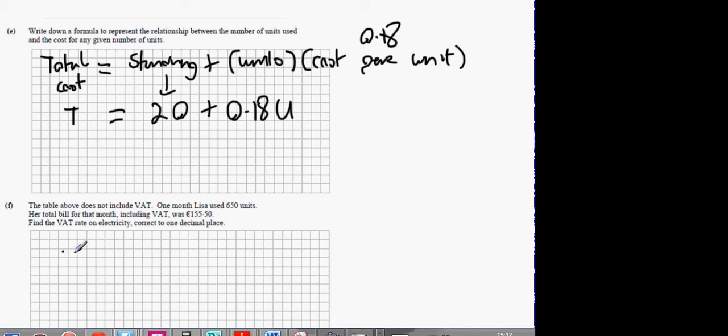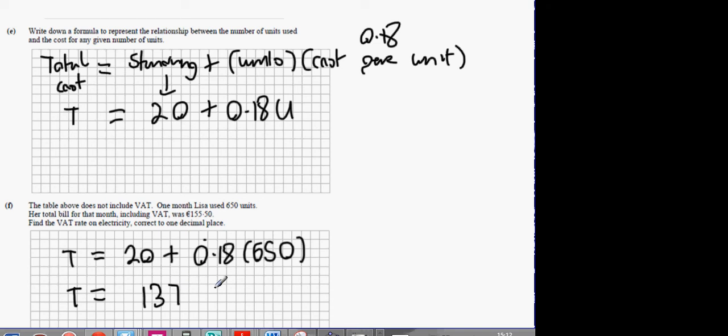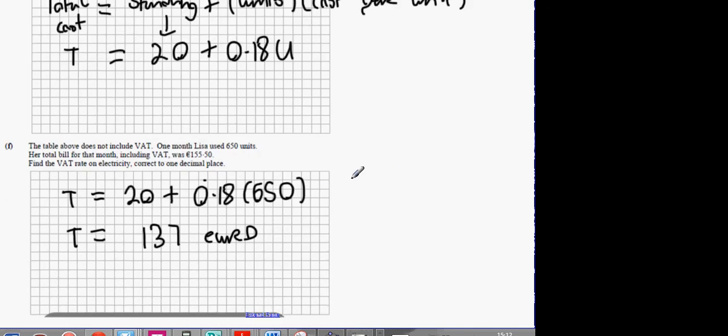Okay, how much would 650 units cost us, lads? It's going to be 20 euro plus 0.18 multiplied by 650. What's that in the calculator? 137. Is that correct? 137 euro. Now, 137 euro is 100% of our cost before VAT. We have 155 euro 50 cents, correct?